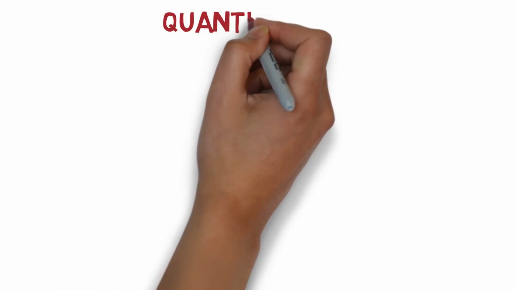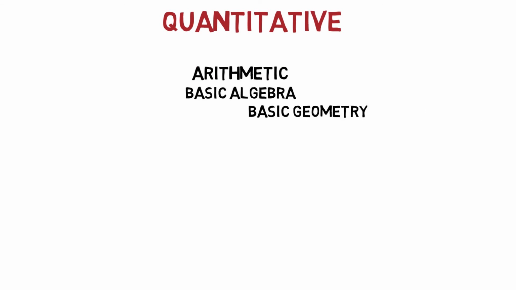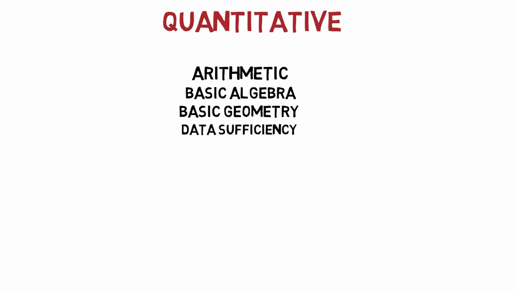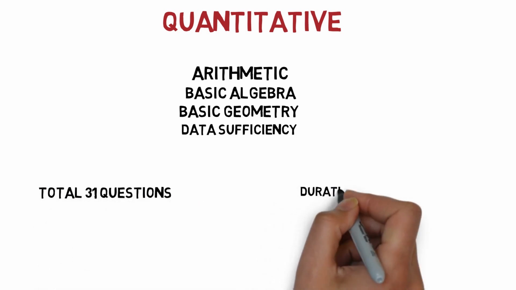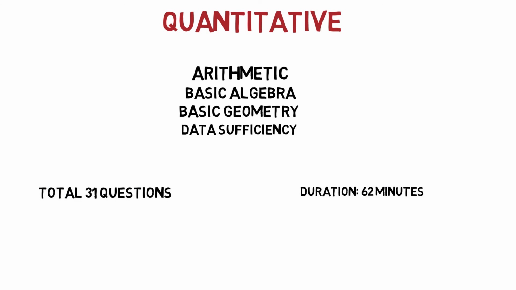The quantitative section seeks to test the knowledge of basic math concepts. The section contains topics from arithmetic, basic algebra, and basic geometry. Apart from this, there are also questions from data sufficiency, which require the candidate to interpret the given data and answer questions based on it. There are a total of 31 questions, and the candidates have 62 minutes to tackle this section.